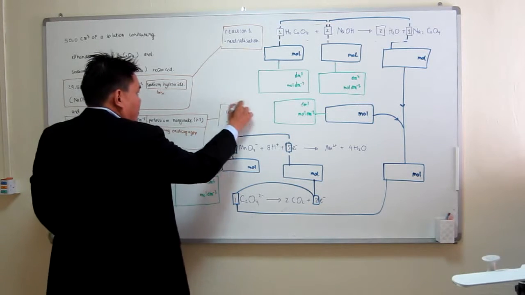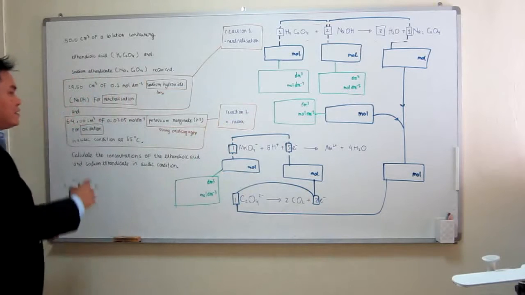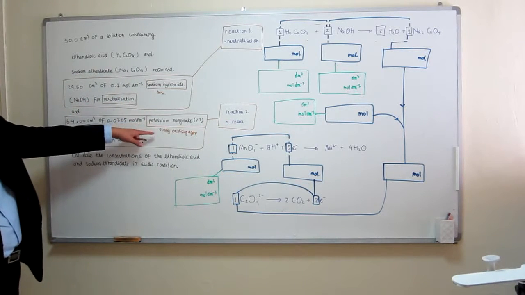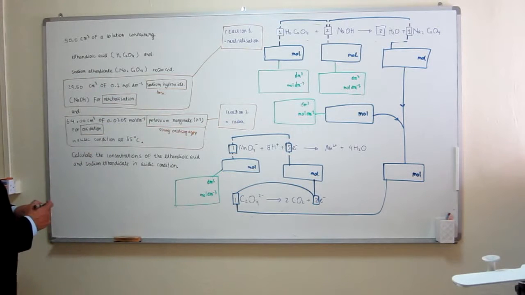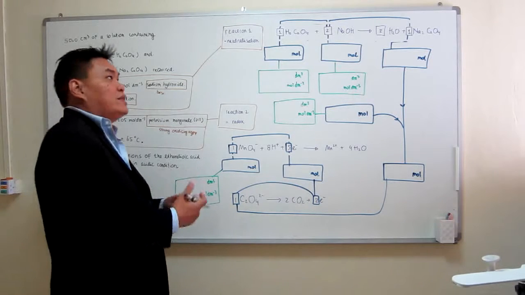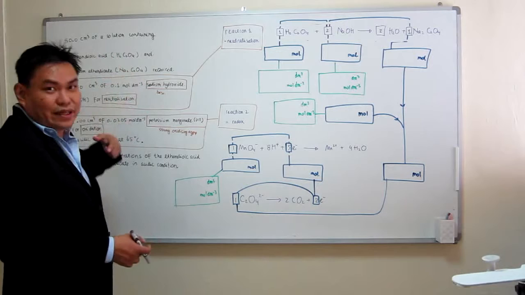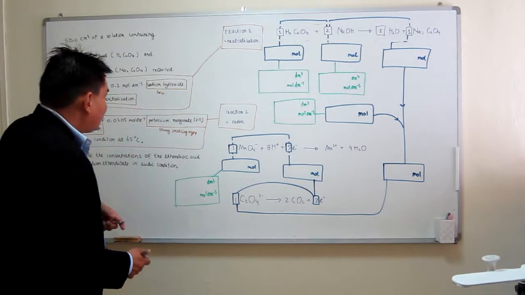Then we know that the second reaction is a redox reaction between potassium manganate 7, which is a strong oxidizing agent. So there must be a reducing agent in the solution. In this case it is ethane dioate ion.